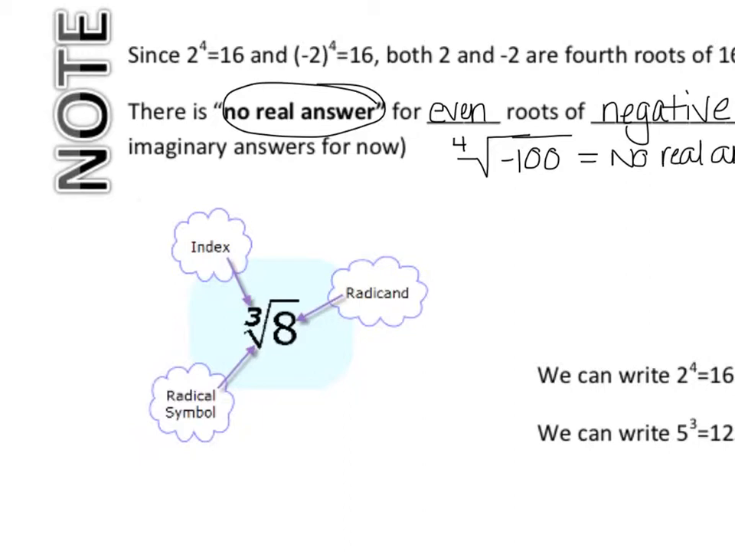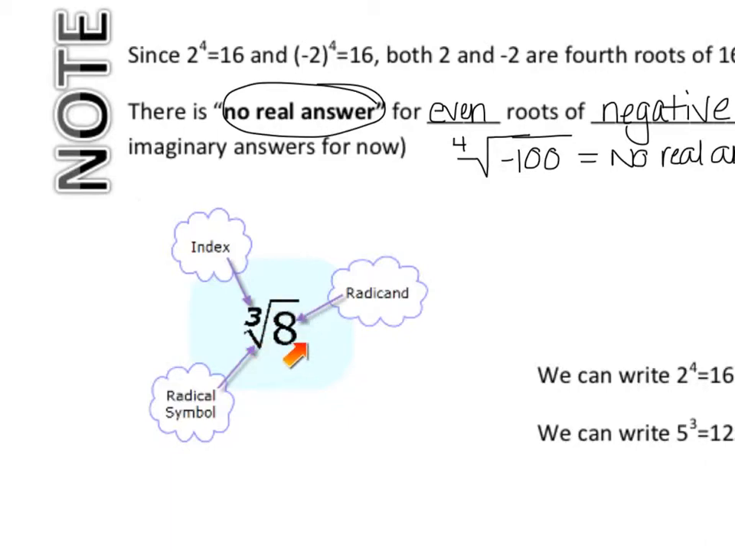All right, just some vocabulary. Our squiggly sign here, that is our radical symbol, okay? The number here that can change, that's called our index. All right, that's our index, and the number inside is our radicand.